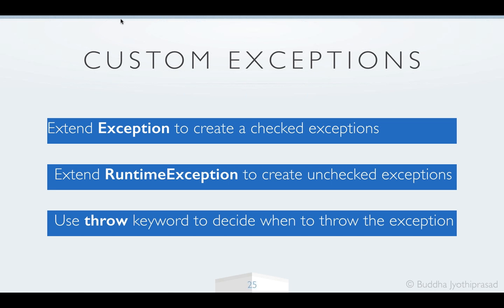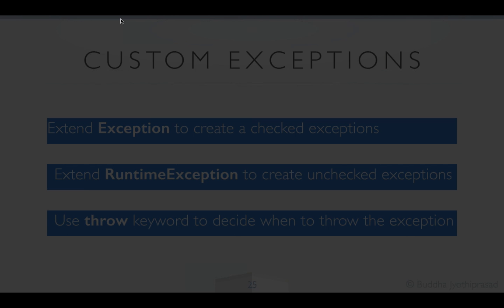And how do we create exceptions? So far we have seen all the exceptions that may come out of executing some piece of code, but how do we create an exception? We can create exceptions by simply extending the Exception class or the RuntimeException class. And we have to use the throw keyword to throw an exception whenever we want to throw it. So now let's create one exception.